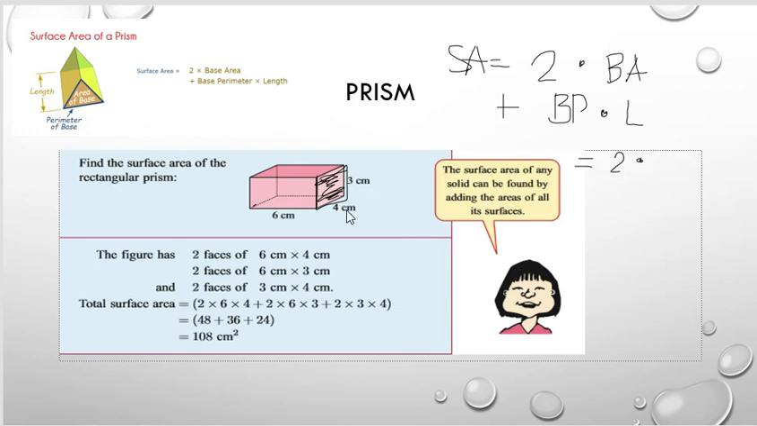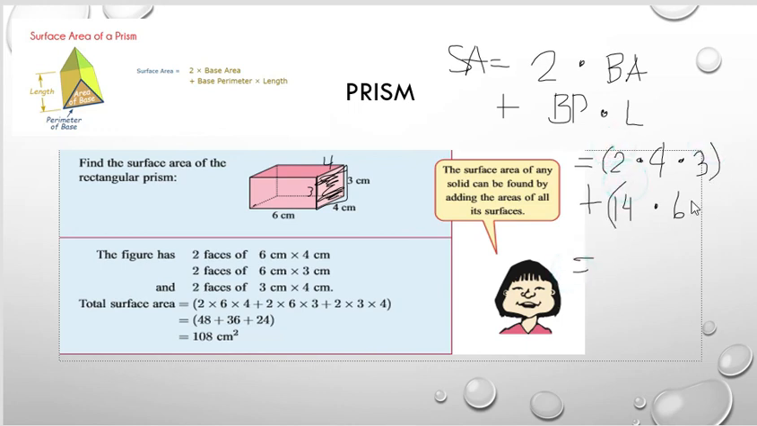Therefore, you would have 2 times your base area. Your base area is 4 times 3, right? That's the formula for a rectangle. This is a rectangle. It has different sides. So, we have 2 times 4 times 3, plus base perimeter. What's the perimeter of this? If this is 4, this should also be 4, and this should also be 3. Therefore, our base perimeter is 8 plus 6, that's 14. 14 times your length. Your length is 6.